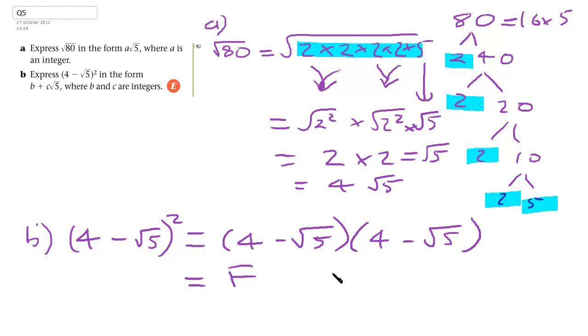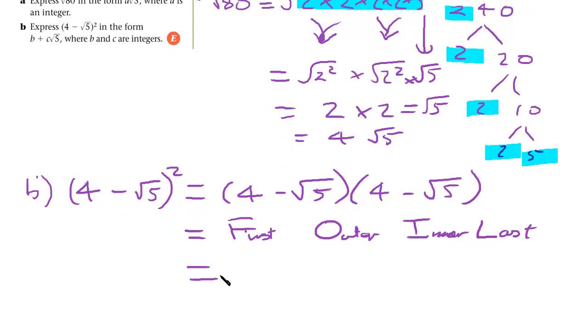And what does FOIL mean? Some of you might not have come across this before. F stands for first, O stands for outer, I stands for inner, and this stands for last. So first we're going to multiply out the first two things. So the first two things are the 4 and the 4. So let's multiply those out. So you get 16.